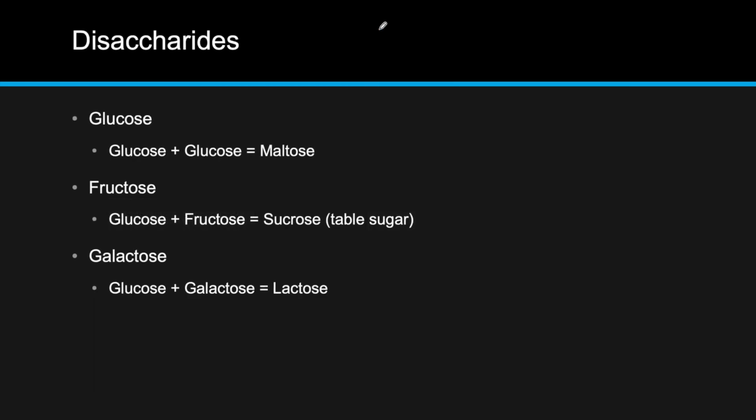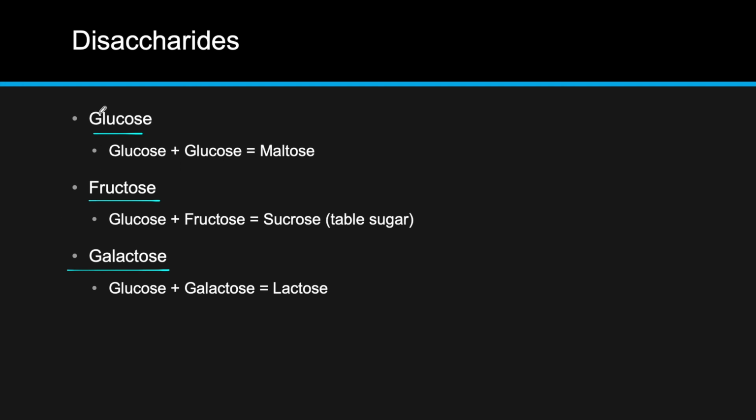Branching off from that monomer, we're going to have three main monomers that IB wants you to know. This is going to be glucose, fructose, and galactose. You're not going to need to know the structure of each one individually, but you'll need to know these are the monomers that make up most of the sugars that we'll be talking about throughout the course.